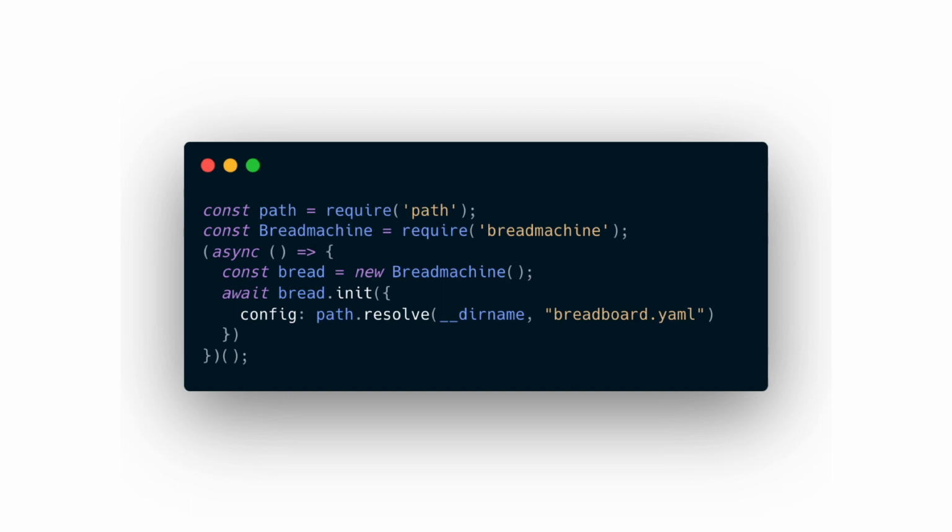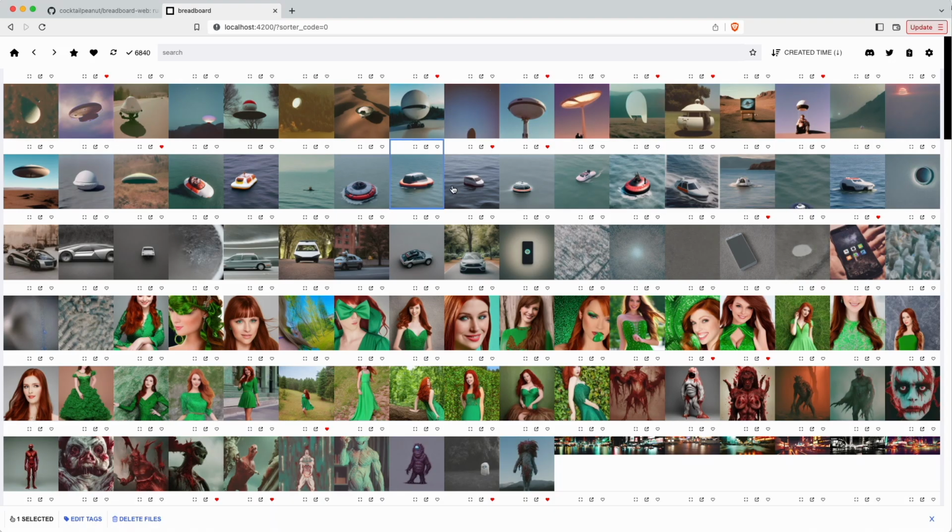Now let's take a look at the embedded mode. You can directly import breadmachine into your apps. Breadmachine is a Node.js module, and it's super easy to import breadmachine into your apps with just a few lines of code. In fact, this simple code snippet here is the entire codebase for the Breadboard web app we just saw. Next, let's check out how breadmachine handles authentication.